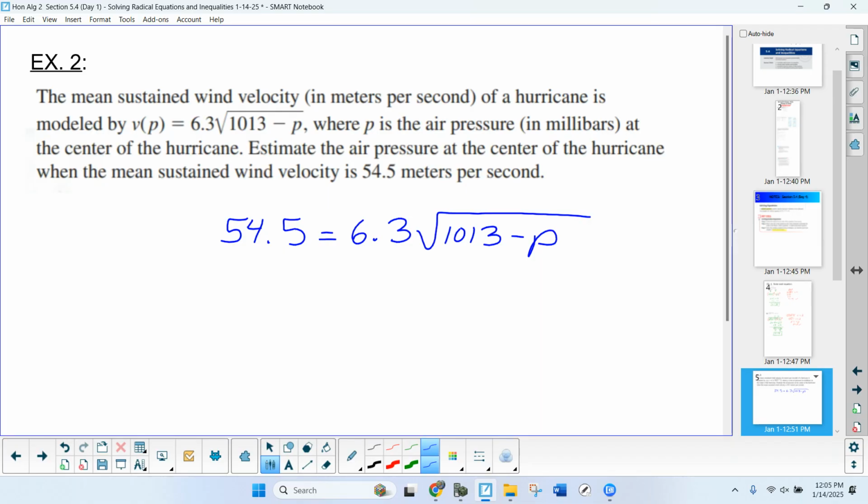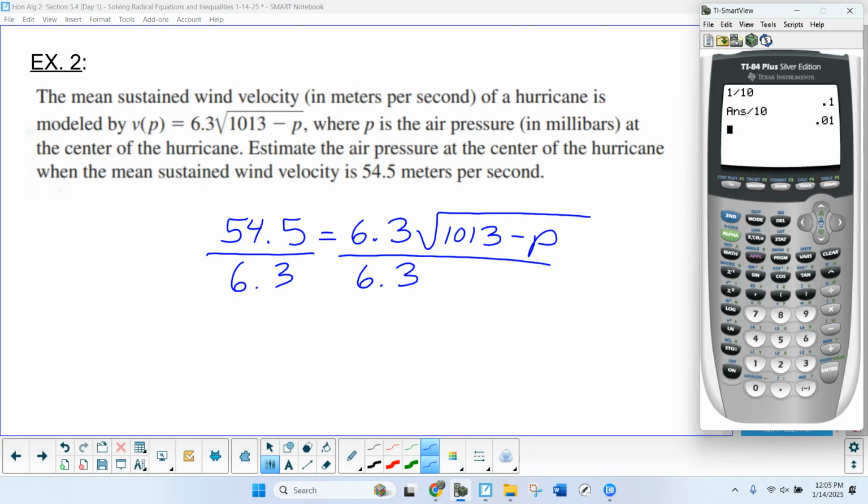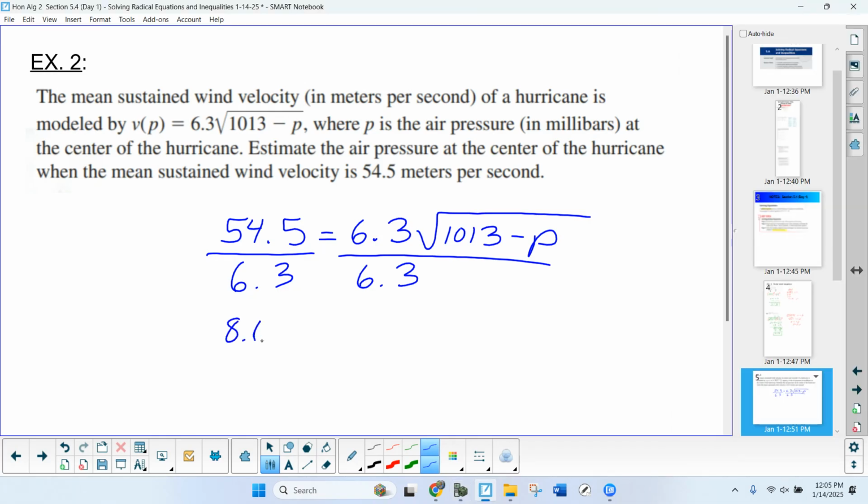So now I have Josh. And Josh, what are you going to do to solve this one? Divide by 6.3. So when you divide 54.5 by 6.3, what do you get? 8.65 approximately. Good. I'm going to just write 8.65, but leave that on my calculator. What are you going to do now?